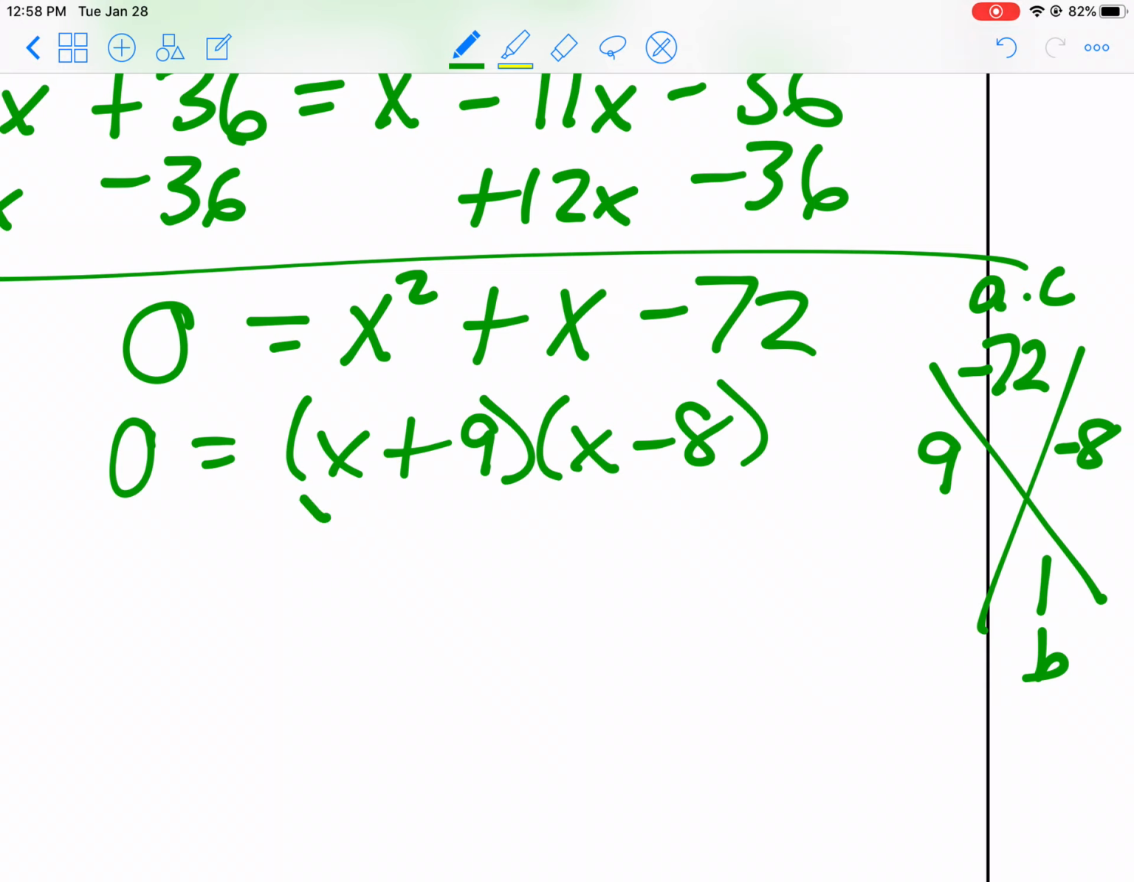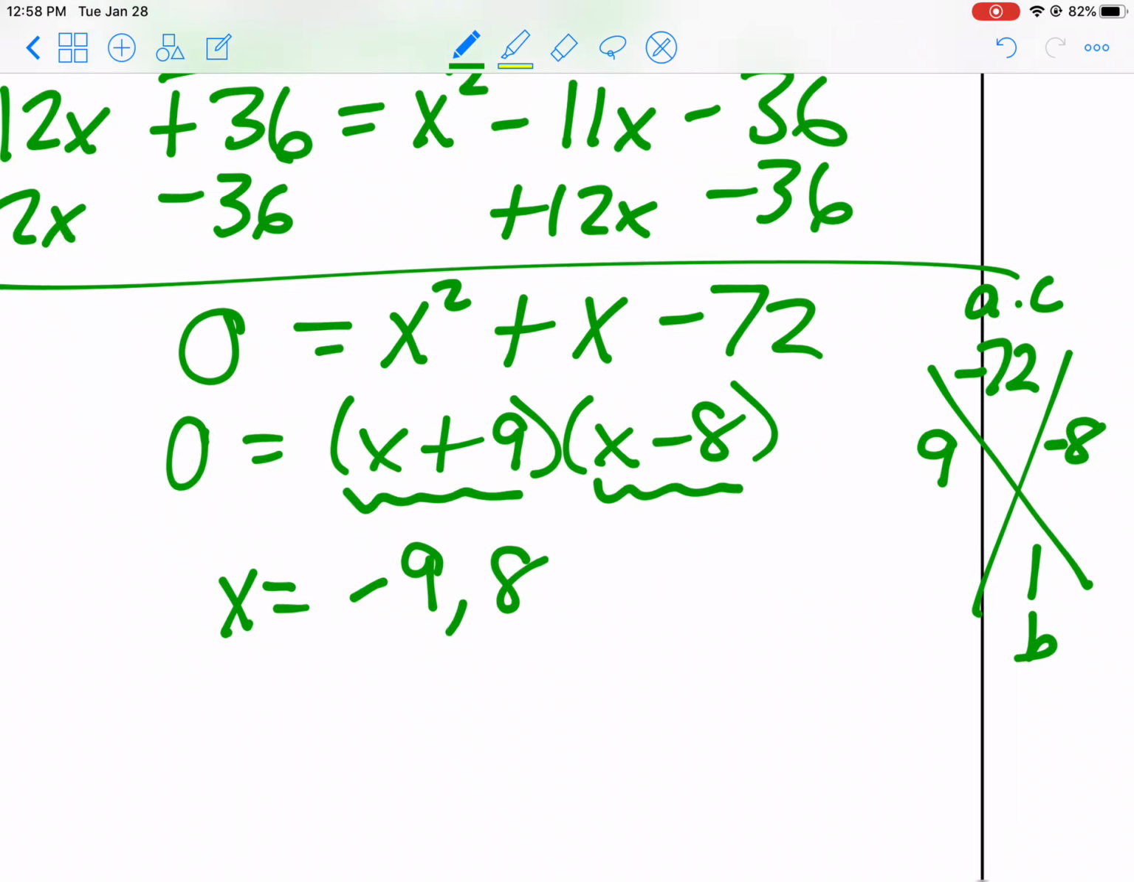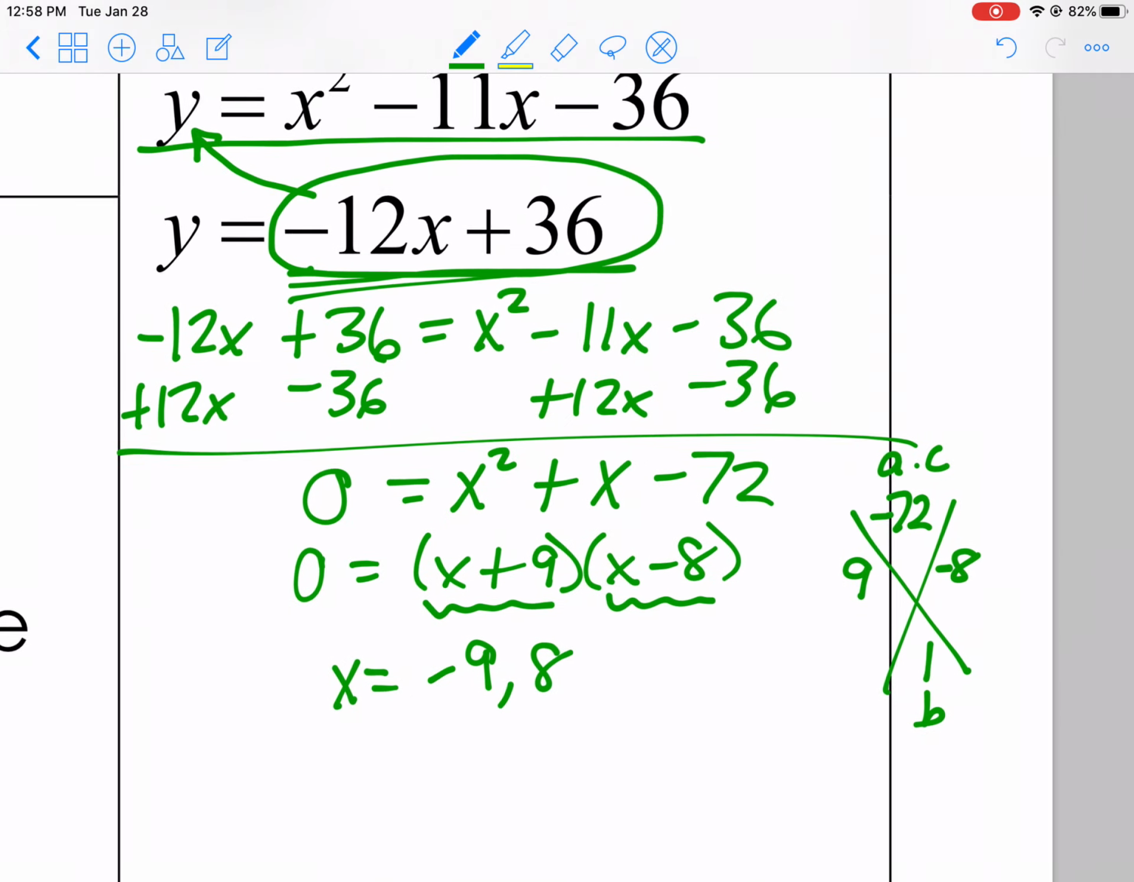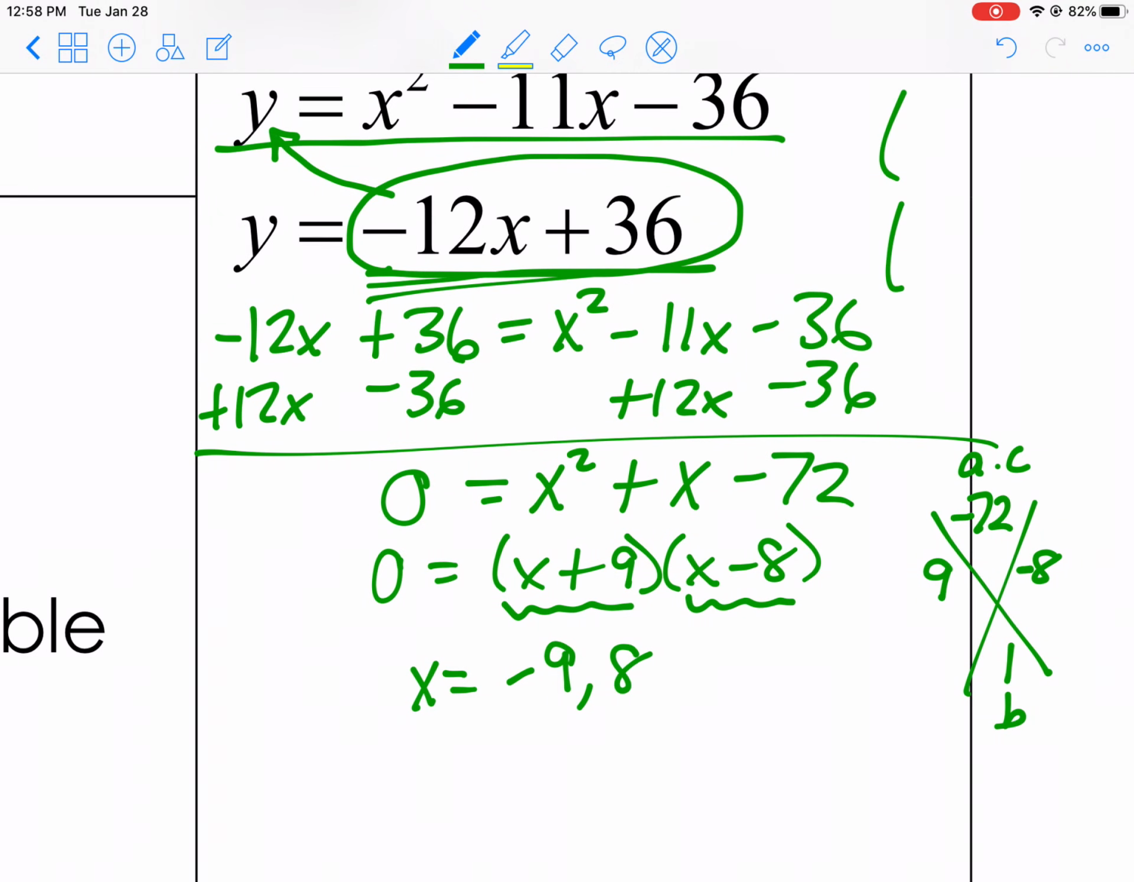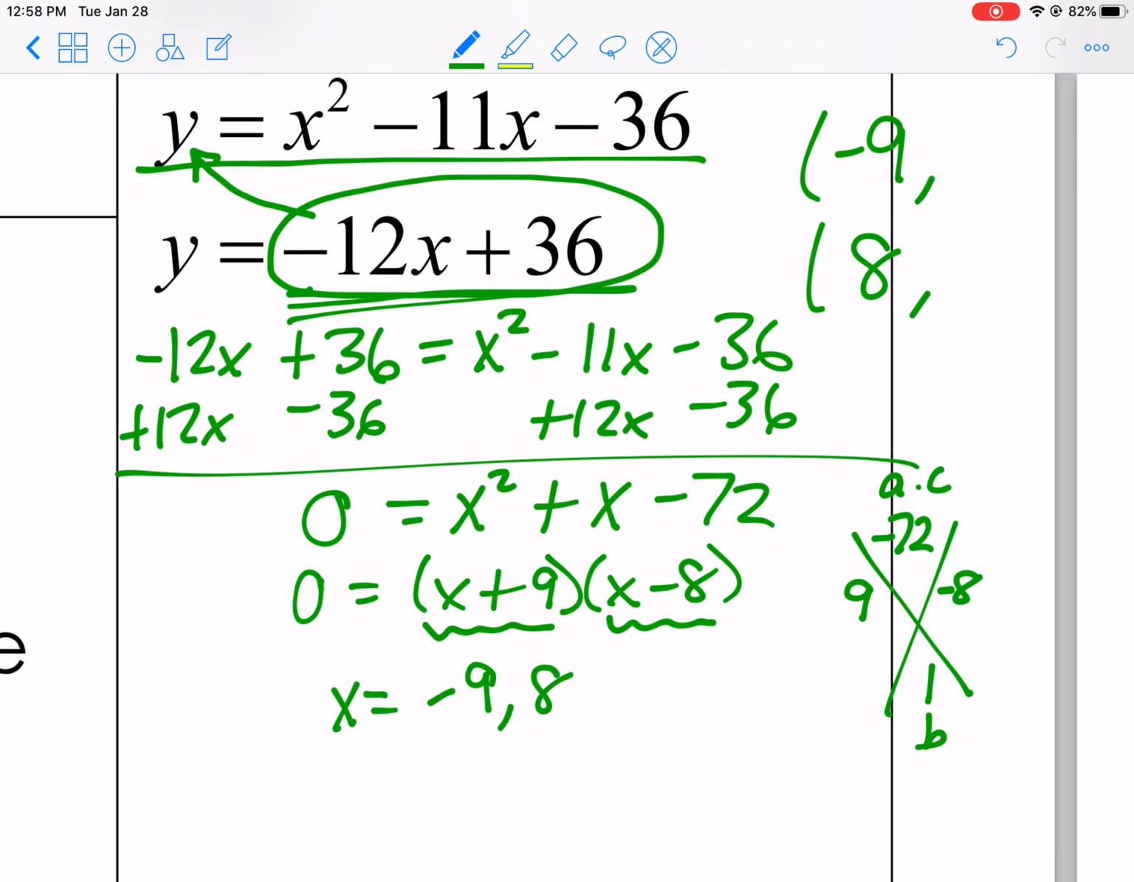Okay, to solve this, we're looking for what value of x makes x plus 9 equal 0. And that is negative 9. And what value for x makes x minus 8 equal 0? That one is 8. Okay, so now we have two solutions, right? We're going to have an ordered pair that has negative 9 for its x value and a second one that has 8 for its x value.